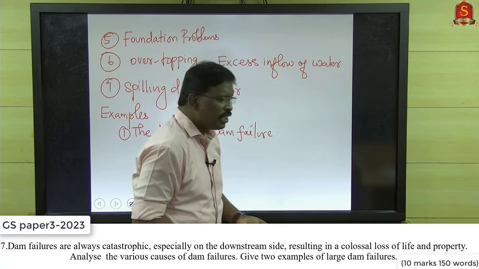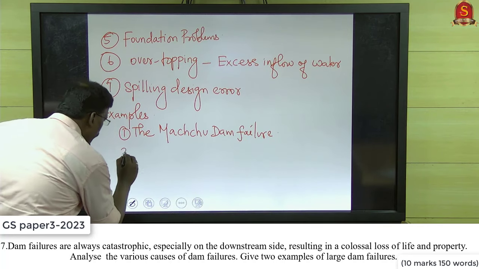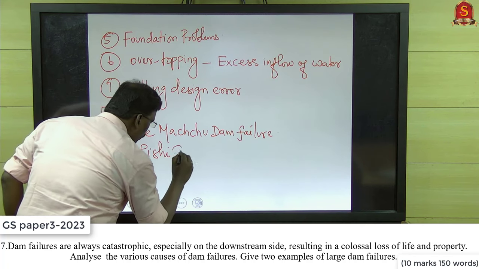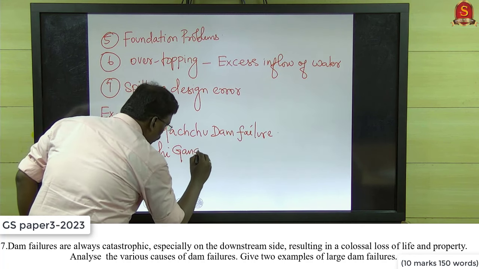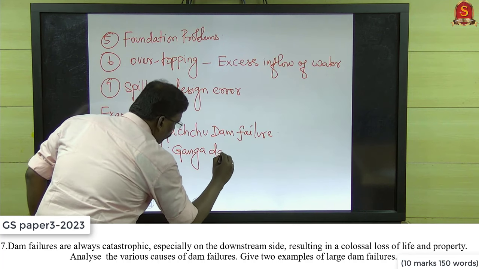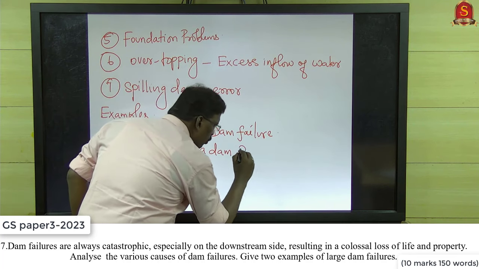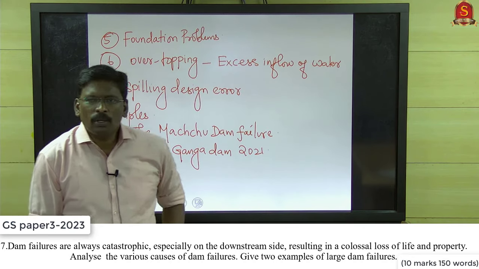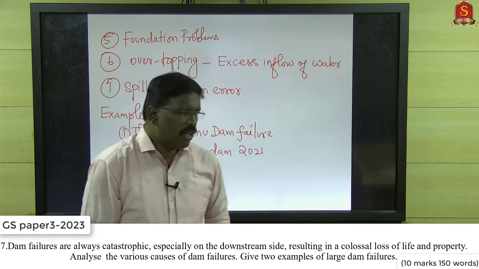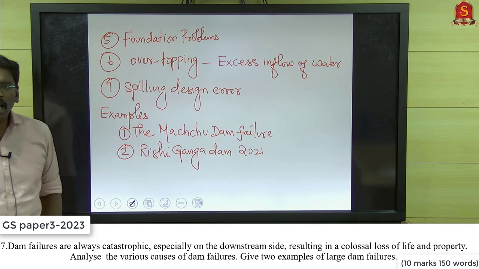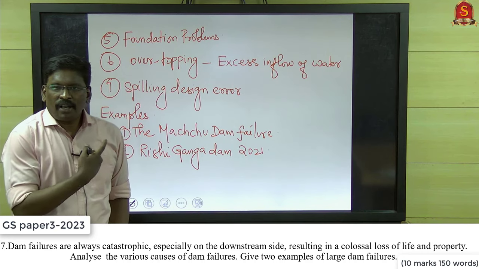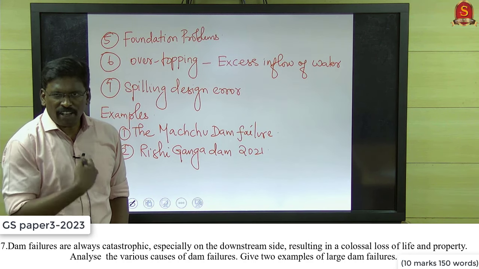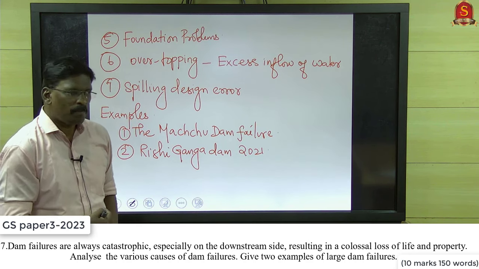And the second one is the Rishi Ganga dam in Uttarakhand in 2021, where the dam was busted out, and because of the bursting of the dam, we have seen a catastrophic loss of life and property.